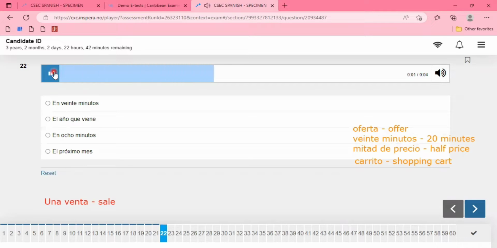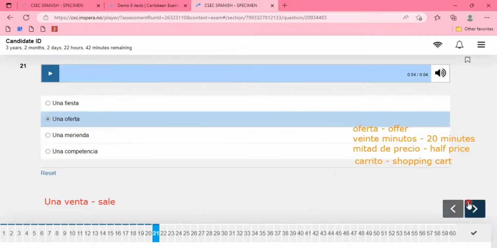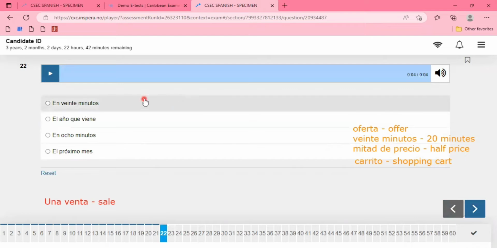Pregunta 22. ¿Cuándo va a tener lugar? So when is it, which is the offer or sale, going to take place? And this was said quite directly in 20 minutos. So dentro de 20 minutos, within 20 minutes.